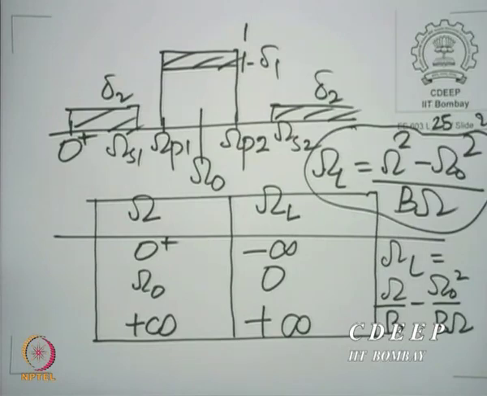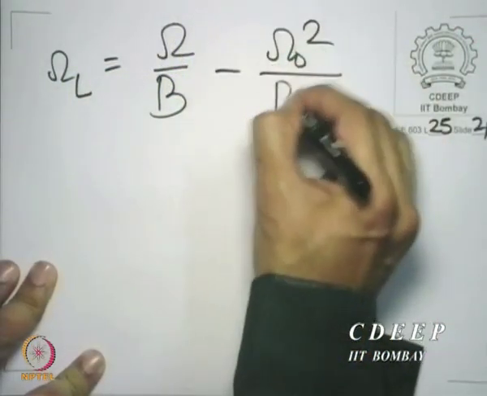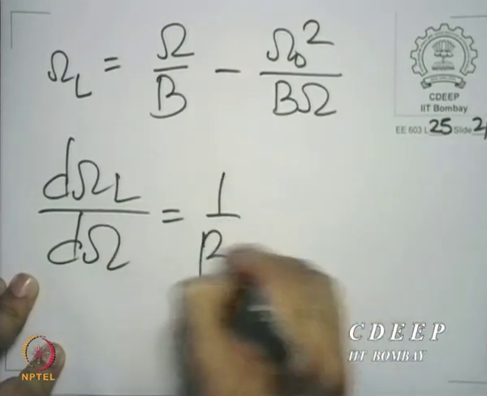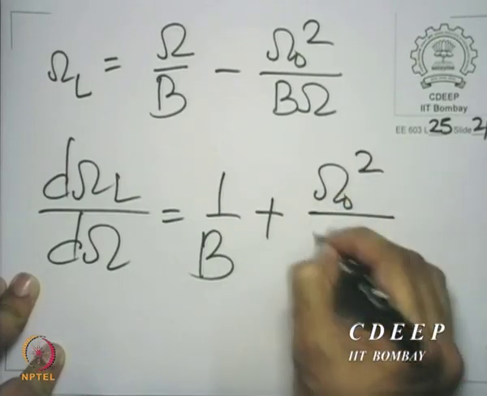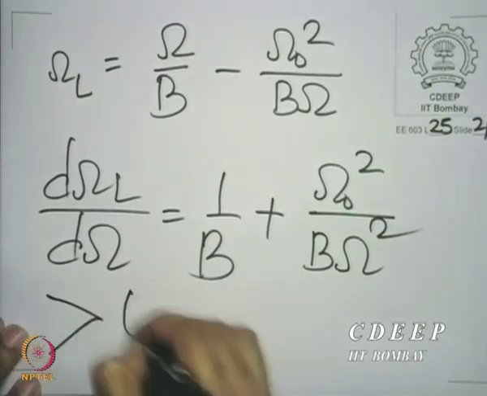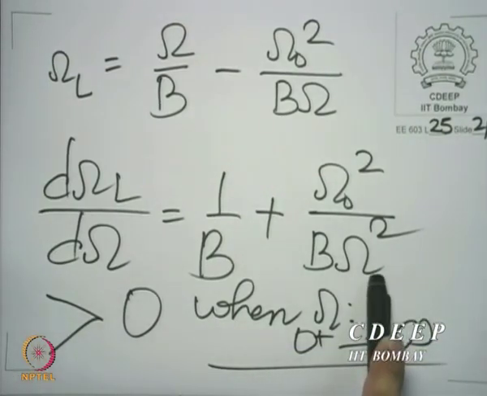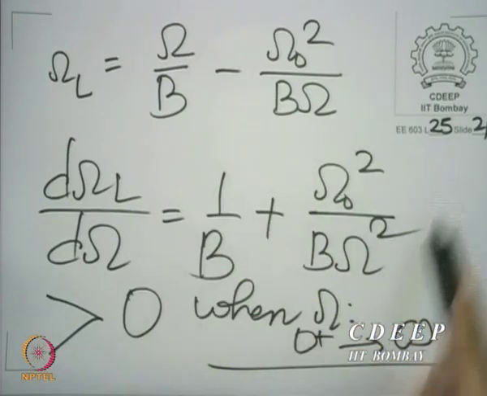Now, what happens in between? We have only taken the critical points. We need to see what happens in between too. So, for that, let us write down this expression here. Omega L is omega by b minus omega naught squared by b omega. So, d omega L by d omega is 1 by b plus omega naught squared by b times omega squared. It is strictly greater than 0 when omega runs from 0 plus to infinity. That is obvious, because when omega is positive, this is definitely positive. What it means is that as you increase omega from 0 plus towards infinity, you expect omega L also to monotonically strictly increase.